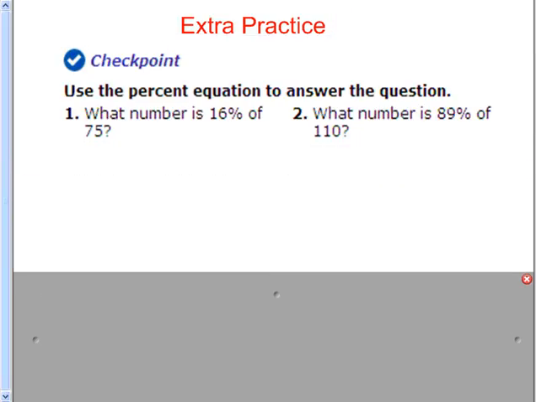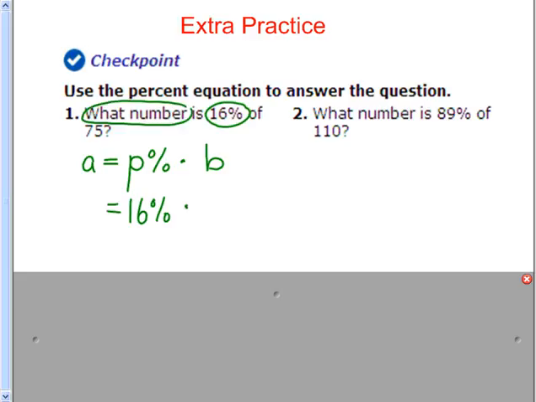What number is 16% of 75? I'm going to go with my percent equation. Some number A is equal to some percent of B. I have a percent, so I'm going to put that in for the percent, 16%. I want to know what number is 16% of 75. So I know that 75 is the base. I'm trying to find 16% of, or times, 75. So I'm going to find A here.